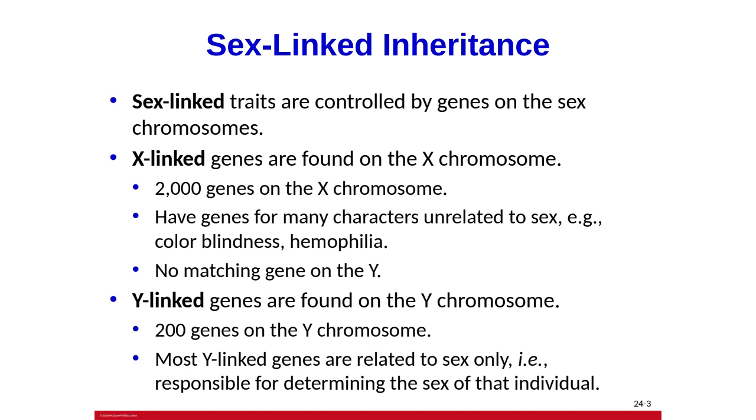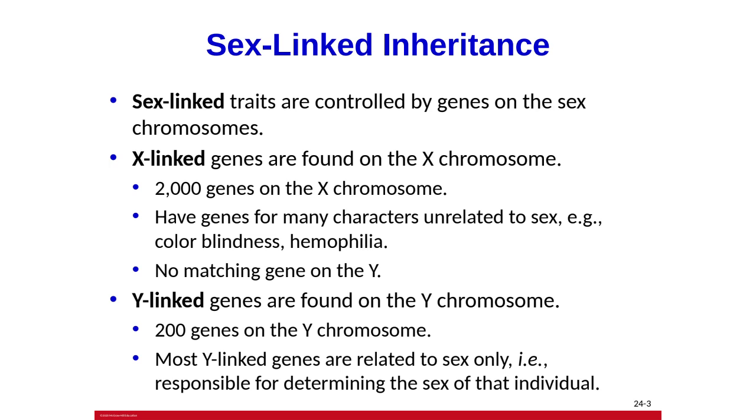So sex-linked traits are going to be controlled by genes on the sex chromosomes. X-linked genes are found on the X chromosome. There are about 2,000 genes on the X chromosome. We have genes for many characters unrelated to sex on the X chromosome. So for example, we're going to be talking about color blindness and hemophilia. Those are located on the X chromosome. In these cases, for the color blindness and hemophilia, there's no matching gene on the Y chromosome.